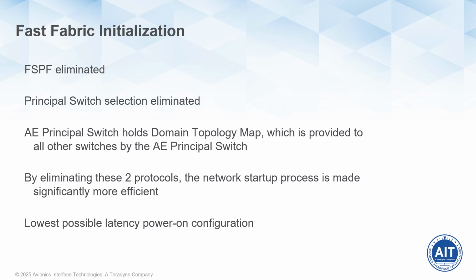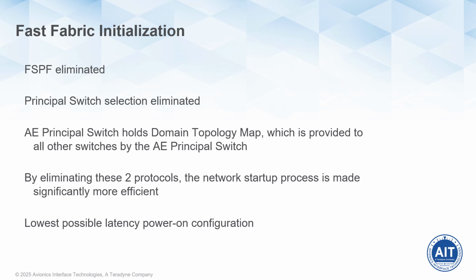After init, there's going to be an unambiguous domain topology map that defines the entire network. Specifically included in that map are all of the domain IDs and interswitch links of the avionics fabric. The map is managed and held by the AE principal switch, and the map is distributed to all other switches by the principal switch. A secondary AE principal switch can be defined, but the two switches may not be active as the principal switch simultaneously.